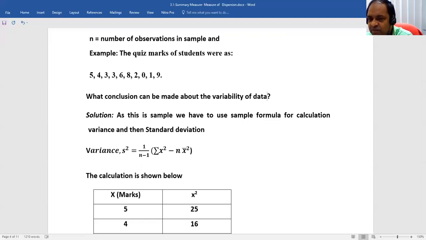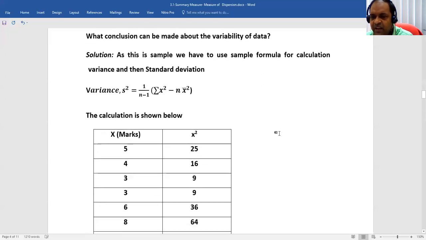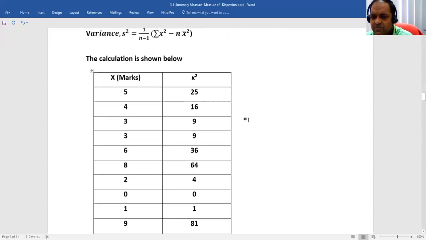Here the question is not about the average or central value. The question is about the variability. So we have to find the variance and then the standard deviation. Both we have to find out. The variability is measured by variance and standard deviation. So let us see. Before we use the formula for the variance, we need the summation of x square minus n x bar square. So what is x? x are the marks of the students.